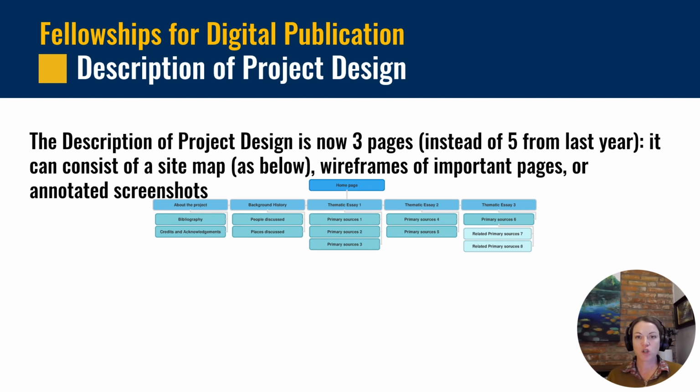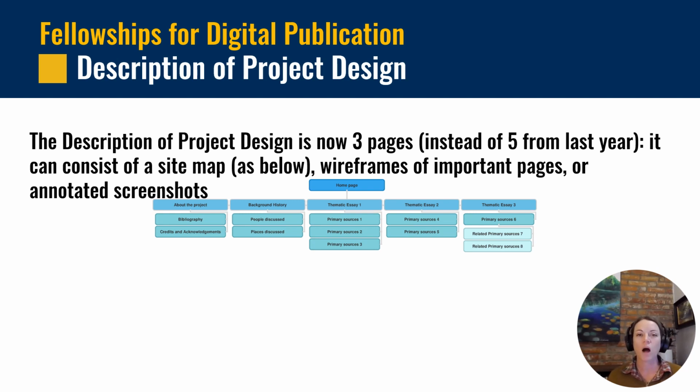The description of digital project design is an attachment that helps your evaluators understand the digital nature of your project. This year, we've shrunk the recommended page length from 5 pages to 3. You are required to include at least one of 3 things, though: wireframes, a sitemap, as example pictured here, or annotated screenshots to help explain the planned structure of your digital publication.